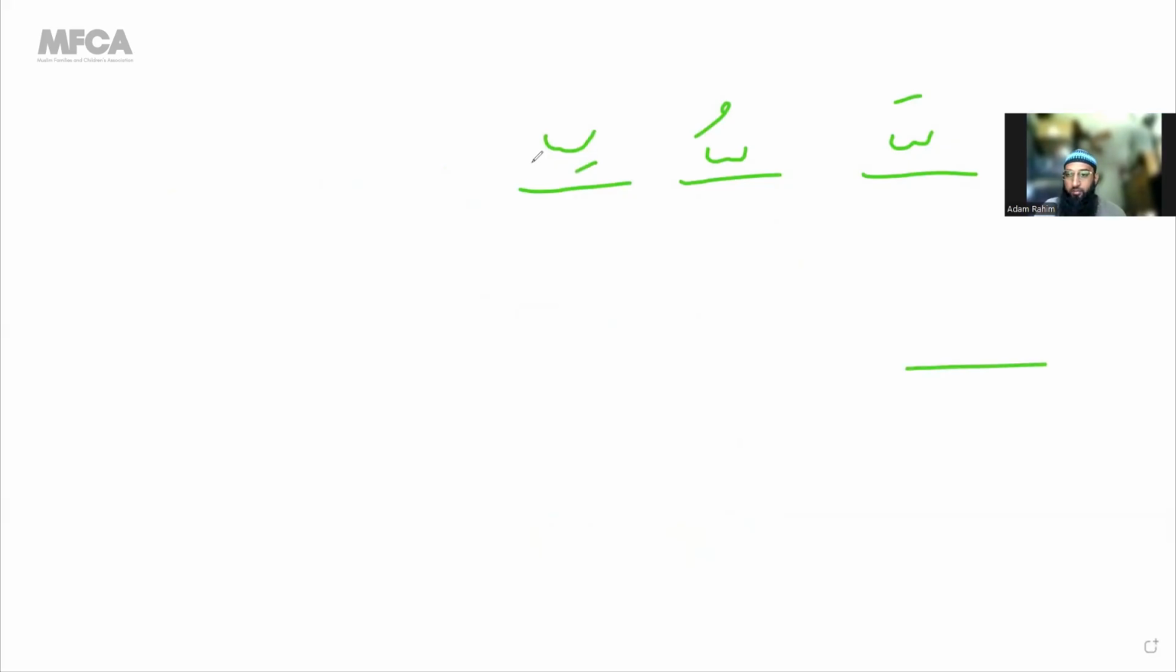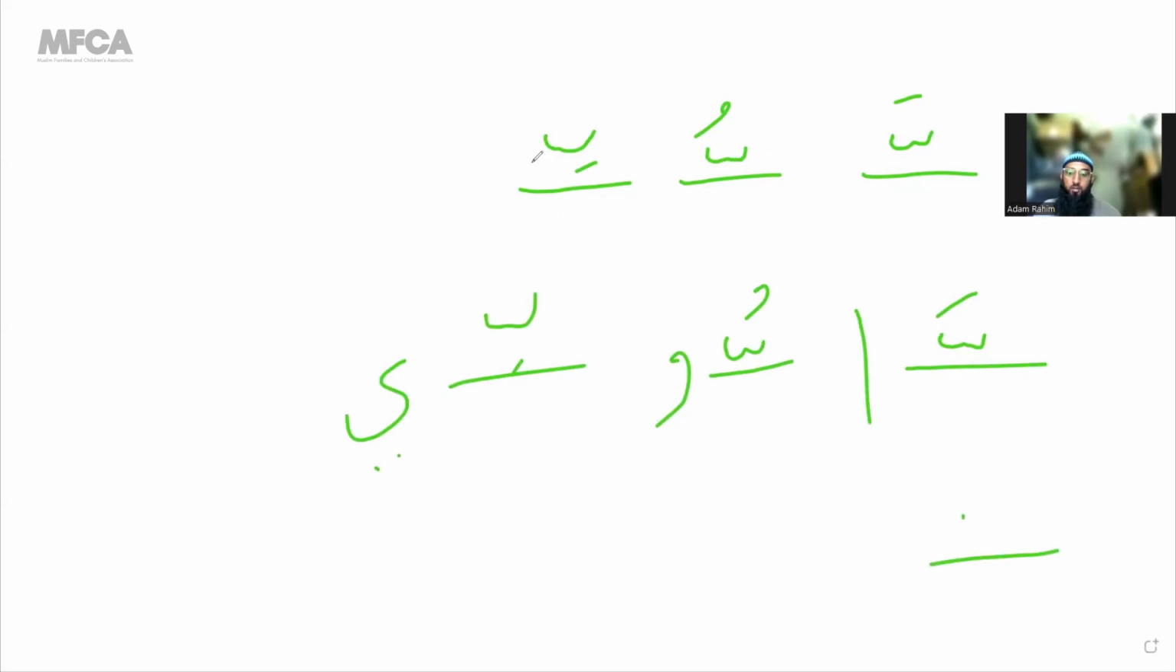You can also have shadda fatha followed by an alif. You have the shadda with the dhamma followed by a waw. You have the shadda with the kasra followed by ya. You can also have the shadda with the tanween, with any of the three tanween. And same thing, it'll be on the bottom. So you want to pay attention to that as well.